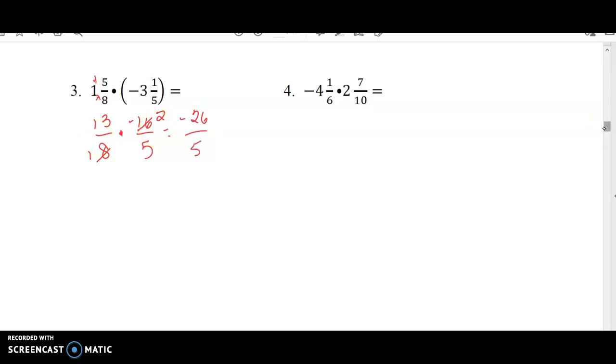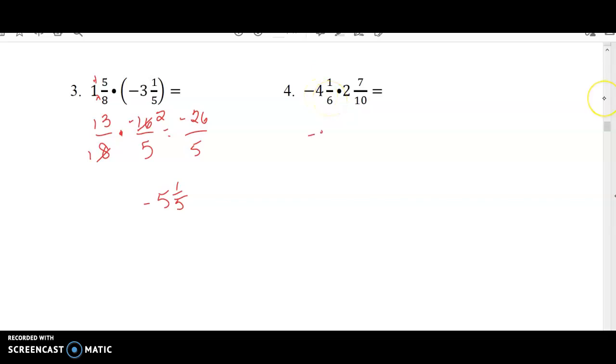Now we have an improper fraction, so I have to make that a mixed number. 5 goes into 26 5 times. Do not forget your negative sign. You're going to have 1 left over, and 5 is your denominator. At any point, you can pause this video and fill your notes out. 6 times 4, 24, plus 1 is 25.